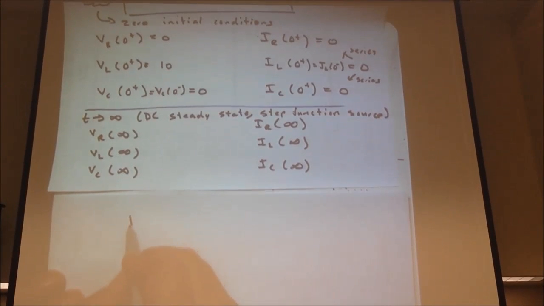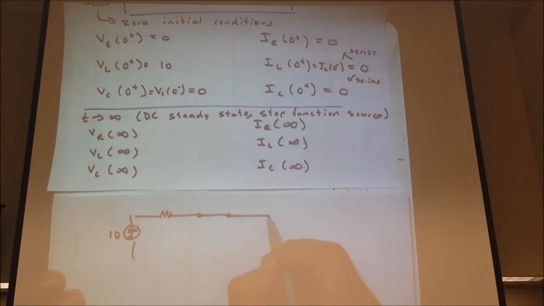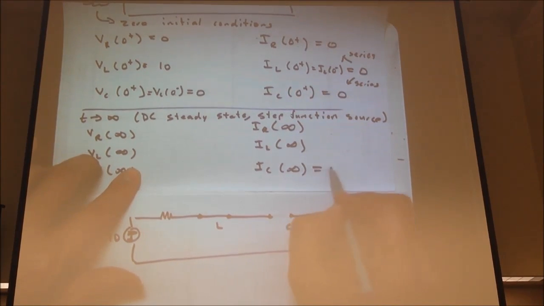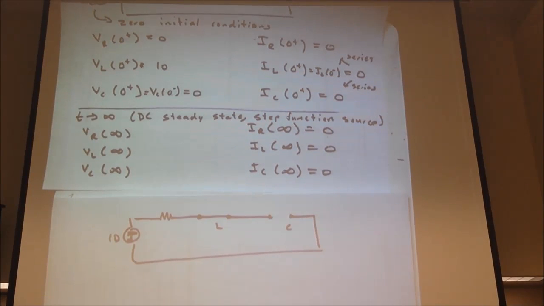Here's our circuit. I keep yelling at you guys to draw circuits, so I should draw them too. That's L, that's C, at DC steady state. So the inductor is a short, the capacitor is an open, and if the capacitor is an open, this is 0, and that's 0, because everything's open. And what about, then, the voltage across the resistor?